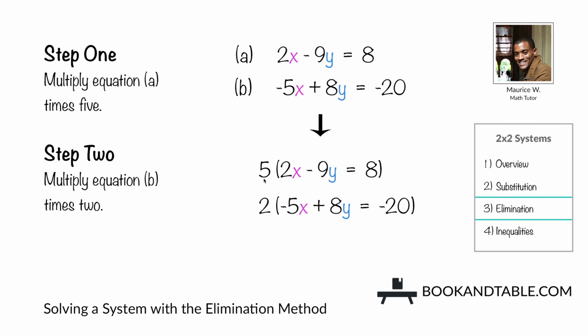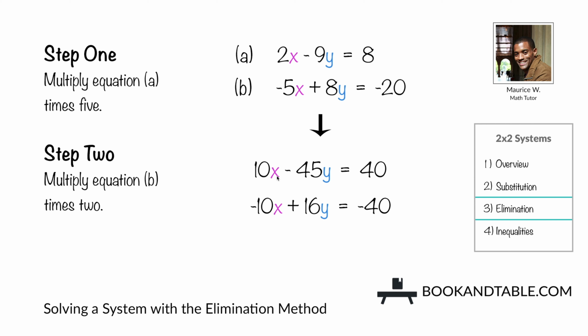When we do so, 5 times 2x is 10x. 5 times negative 9y is negative 45y. And 5 times 8 is equal to 40. And for equation B, 2 times negative 5x is equal to negative 10x. 2 times 8y is 16y. And 2 times negative 20 is negative 40.